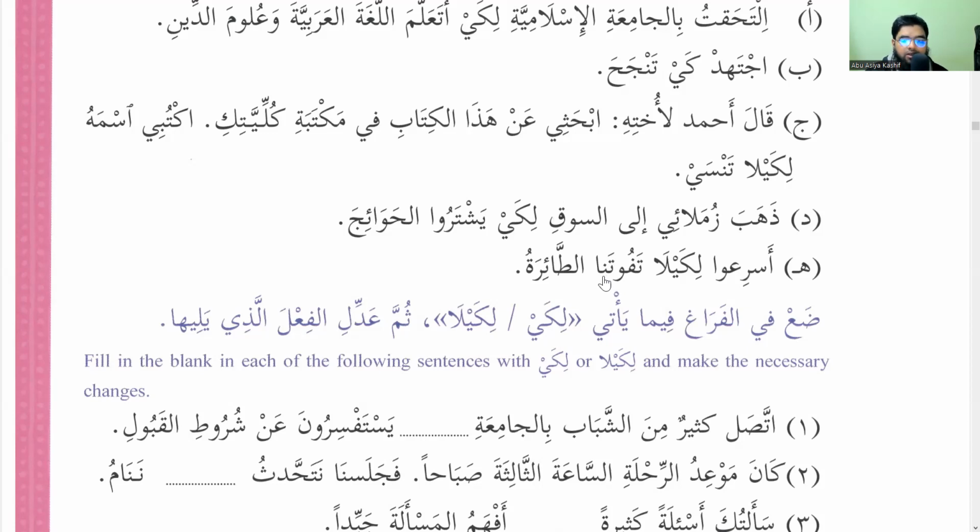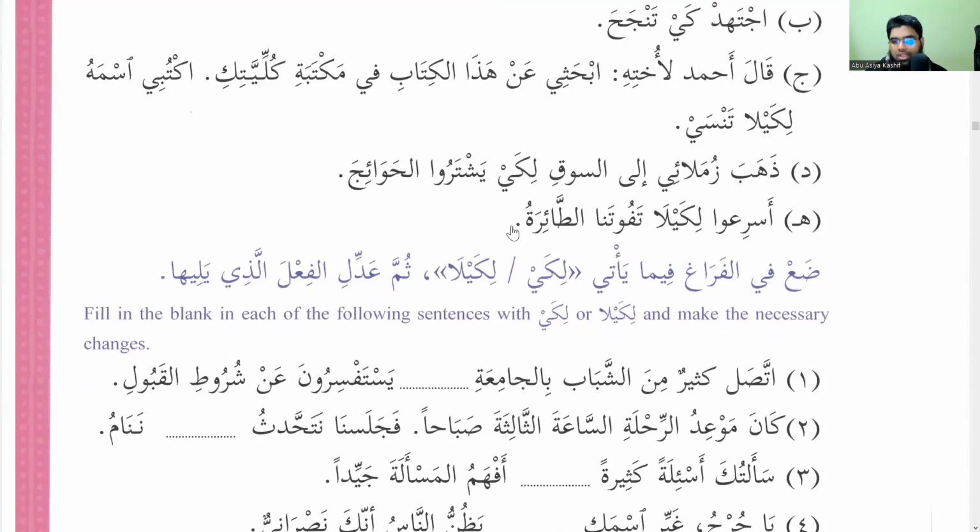Like there are 3 things, right? A person needs something, and then there's something called comfort, and there's luxury, the 3rd level. Asri'u likay la tafutana fatayfutu, so that the plane does not miss us. That means we do not miss the plane. Okay, tafutana ta'ira. Ta'ira is the file of tafuta.